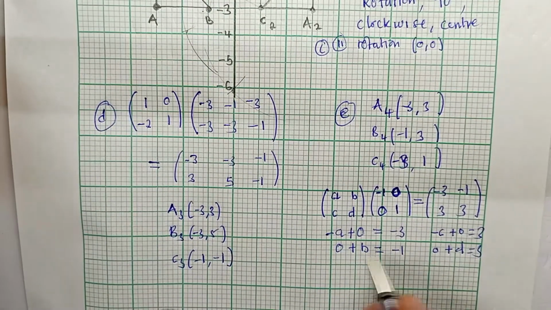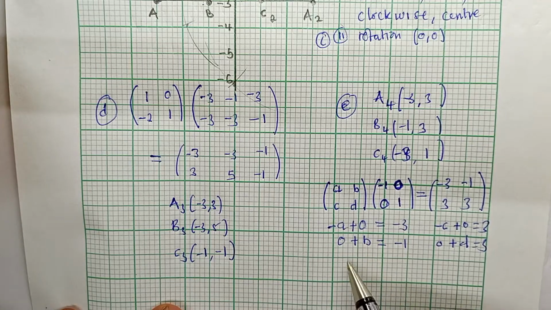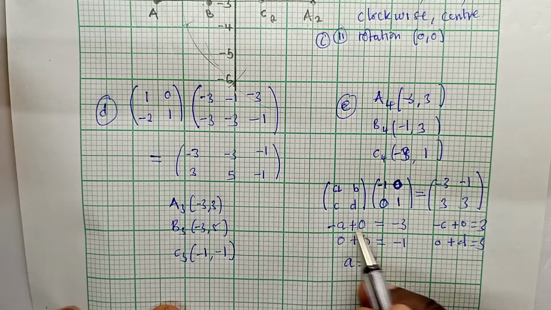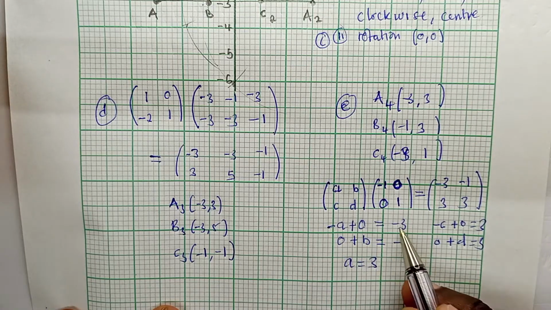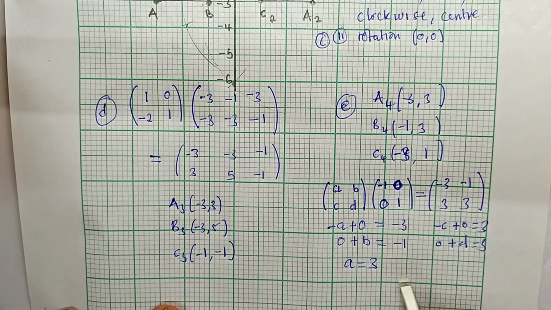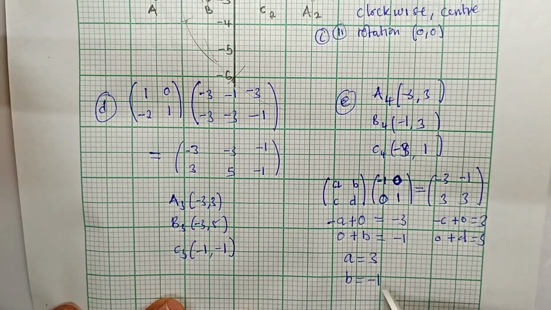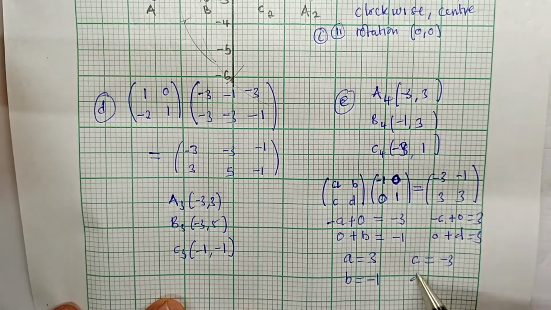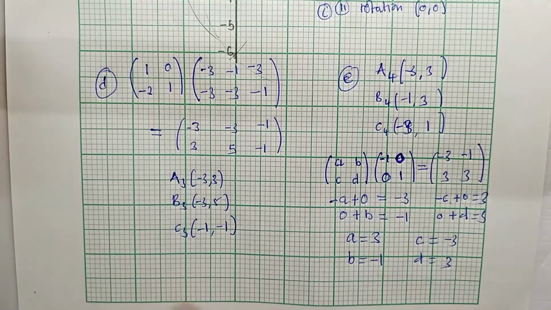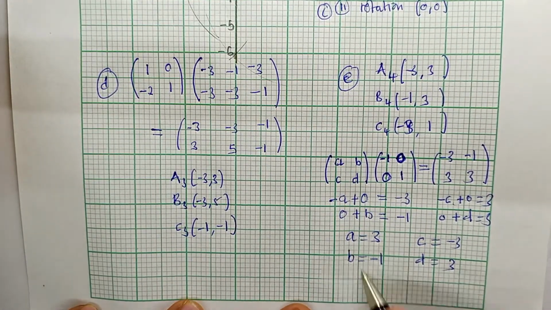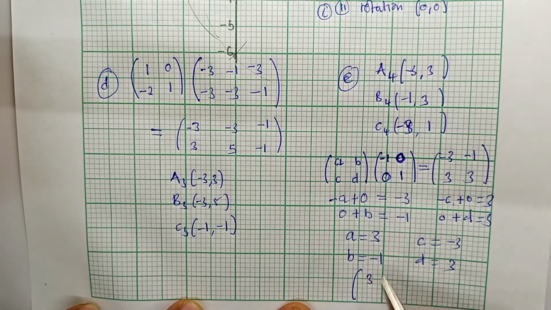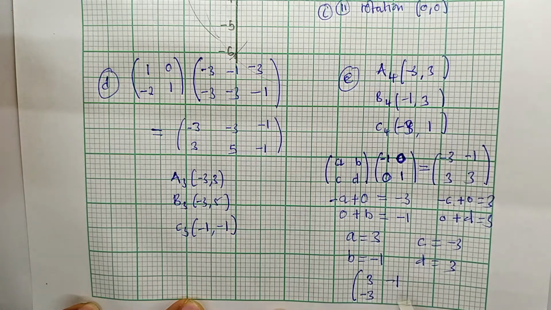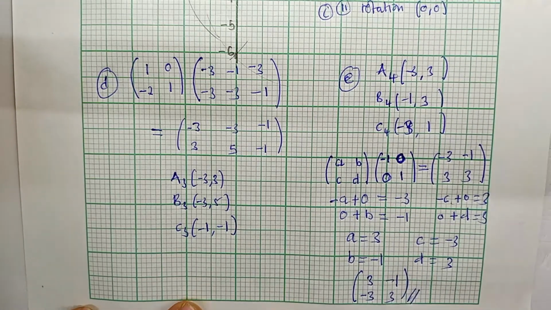So now solve for A. When we solve for A here, A will be equal to 3, because negative A plus 0 is negative 3, you divide by negative, and you remain with 3. Here, B will be equal to negative 1. Here, when you solve, C will be equal to negative 3. Here, D will be equal to 3. So, the next thing is to put back: our A is 3, our B is negative 1, our C is negative 3, and our D is 3. So, this is the solution.